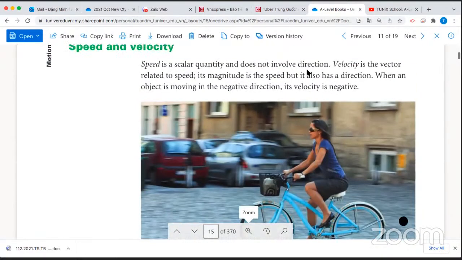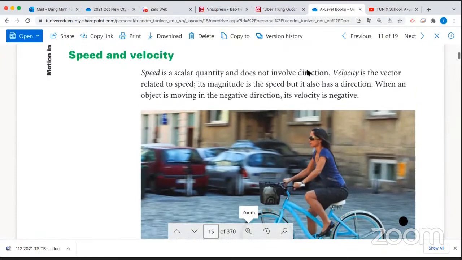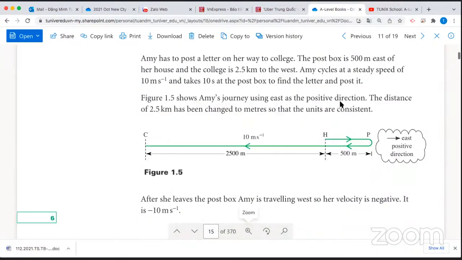So that's when we're talking about speed and velocity. Speed is always non-negative. But velocity can be negative. You got it. So that's the most important thing. And then we move on.